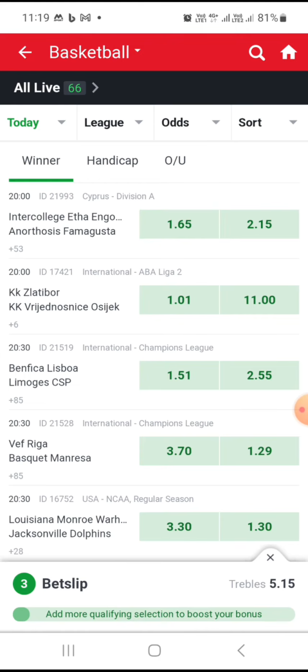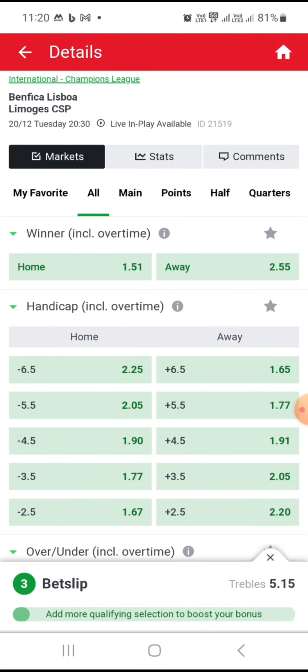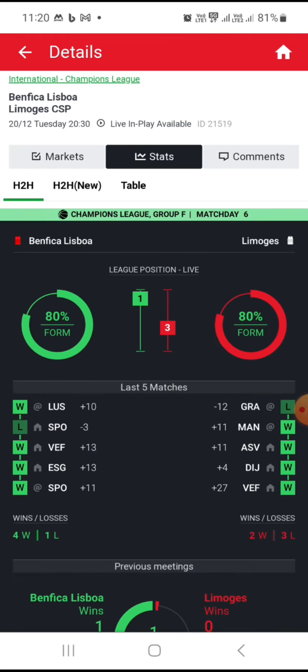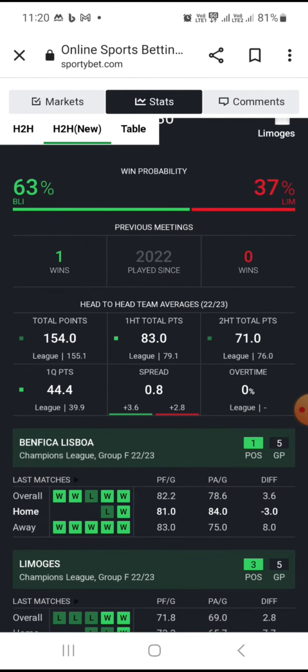So let's take for example, there are some vital things you have to note in basketball. Let's just start with this Champions League, International Transfer League, between Benfica Lisboa and Limoges. This is International Champions League, so it's better if you're using International Champions League. Let me click it. Now, if you want to do your statistics, it's better you use your H2H new. That's where you can do your statistics for every international match.